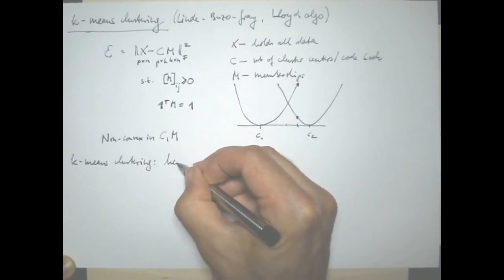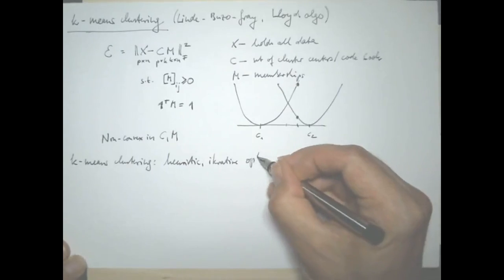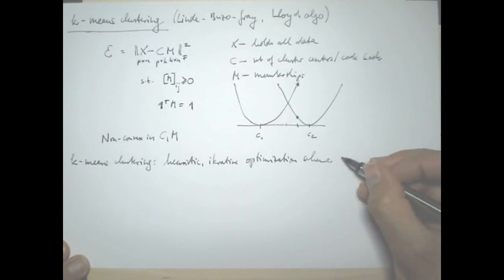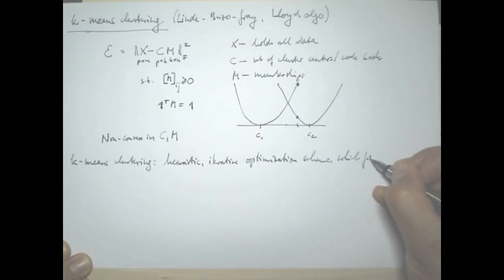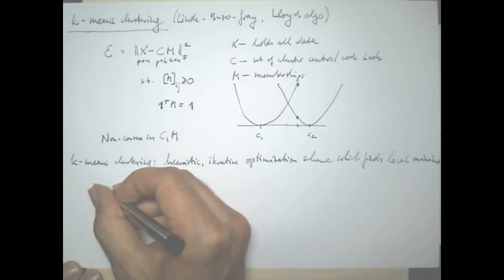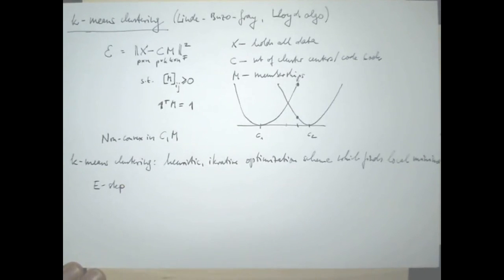So this is a heuristic, iterative optimization scheme, which finds, unfortunately, only local minima of this energy function. And it alternates these two steps, which I already call E step and M step in analogy to expectation maximization.